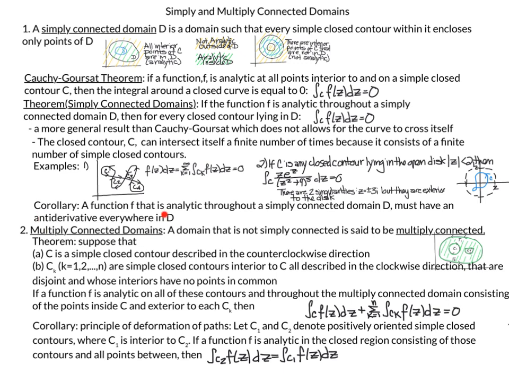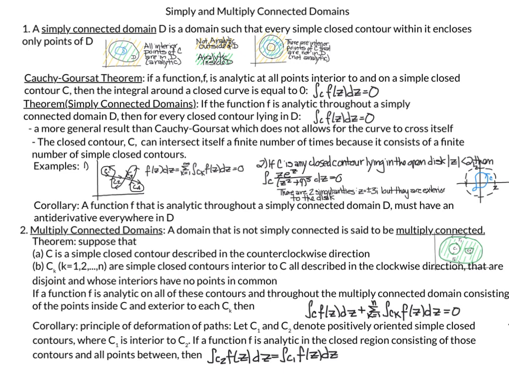Our next big topic will be multiply connected domains. A domain that is not simply connected is said to be multiply connected, and we have this theorem that says, suppose that C is a simple closed contour described in the counterclockwise direction. And then let's say we have more closed contours, C sub k, where k equals 1, 2, up to n. These are simple closed contours interior to C, all described in the clockwise direction, that are disjoint and whose interiors have no points in common.